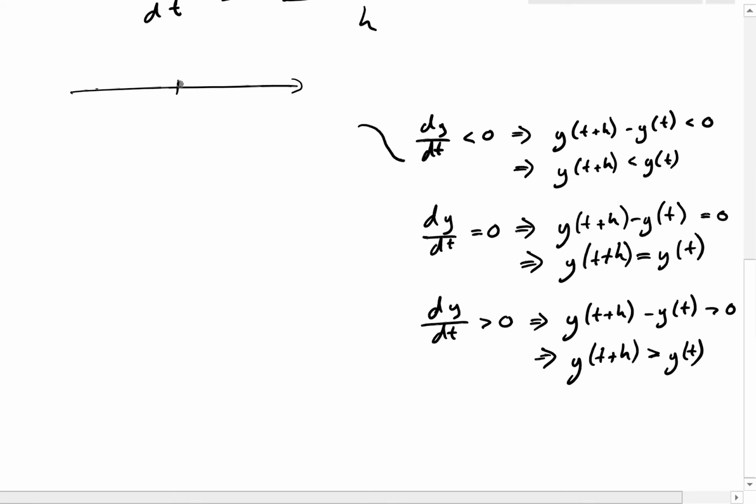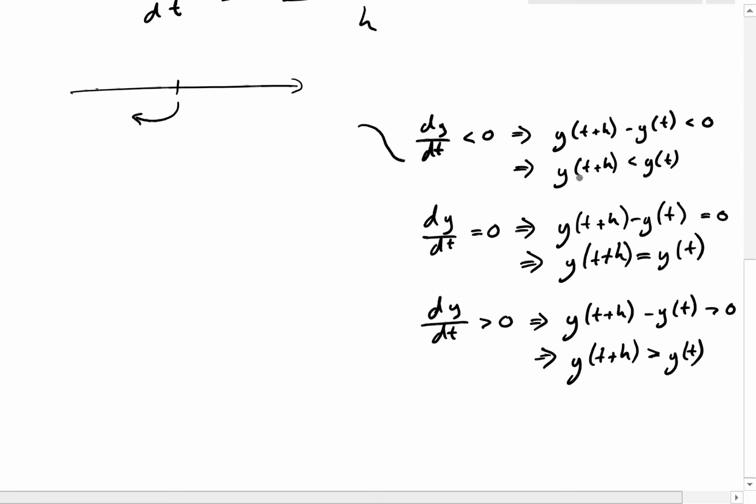As we move forward in time, y will move to the left, because we're decreasing, so therefore we're moving to the left. And you can see this here. Our second point in time is less than our first point in time, which basically means that we're moving to the left. Does that make sense?